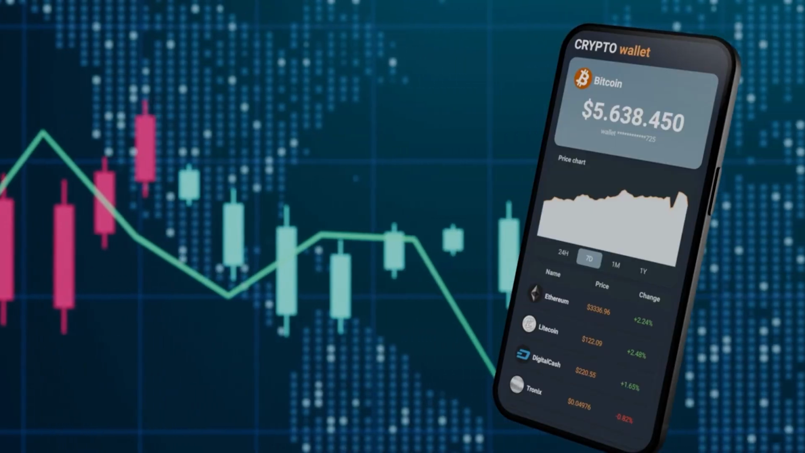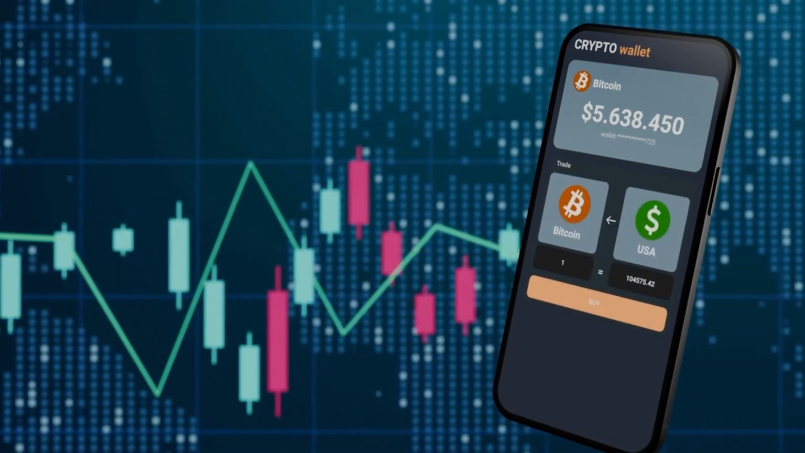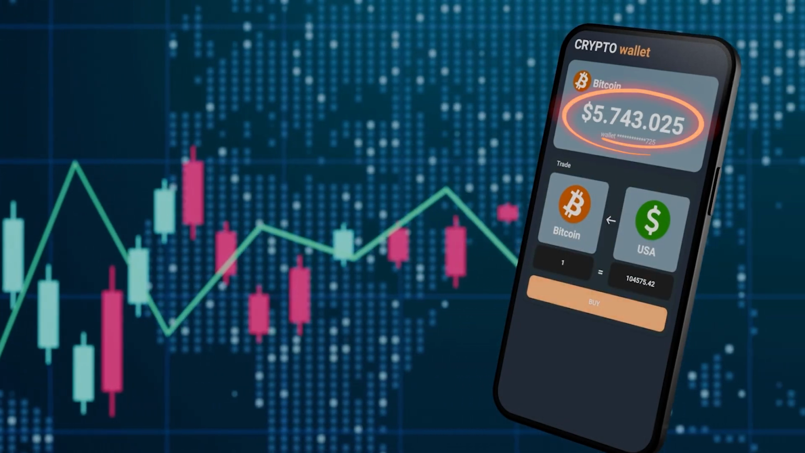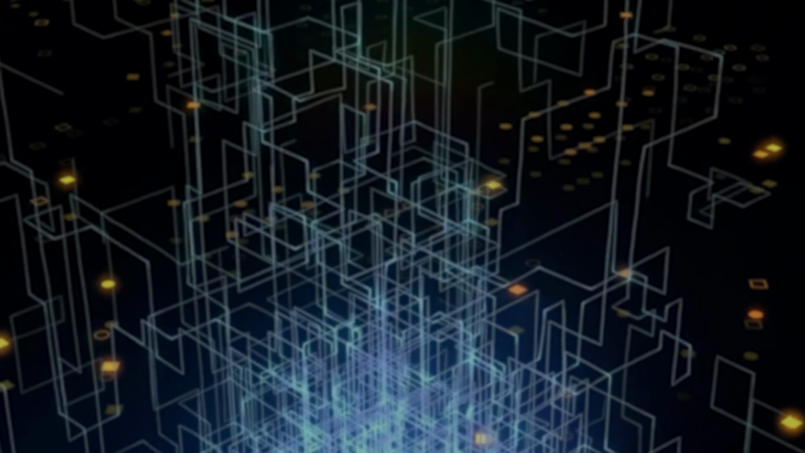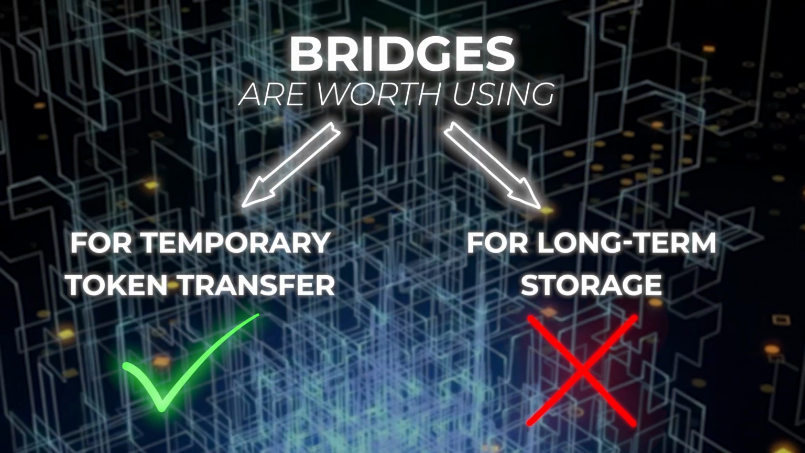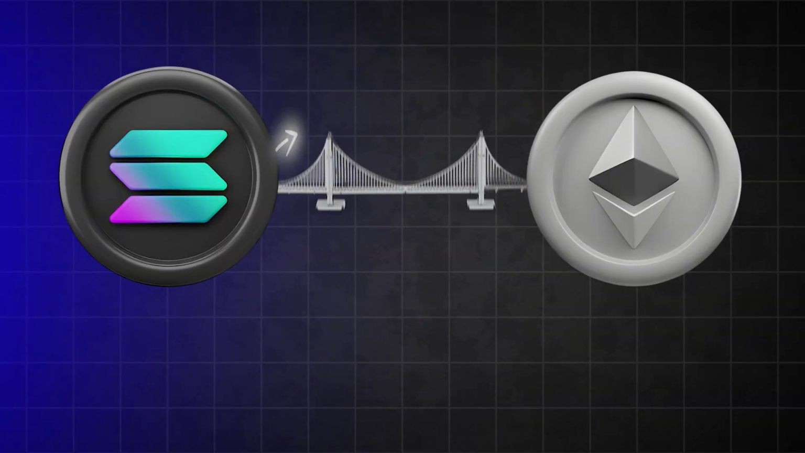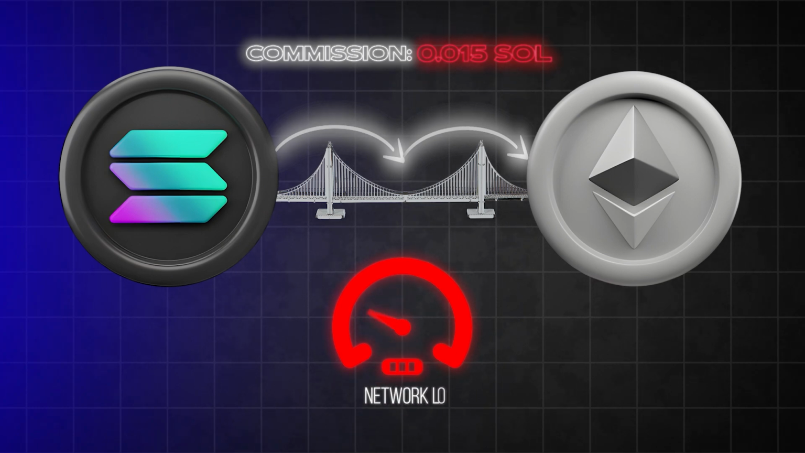However, using bridging is not always a good idea. For example, if your goal is to simply store cryptocurrency, it's better to leave the assets on a wallet where you control the private keys. Bridges are suitable for temporary token transfers, but not for long-term storage. In addition, you should avoid bridges during periods of high network load. Commissions can increase unexpectedly, and the bridge transfer becomes unprofitable.